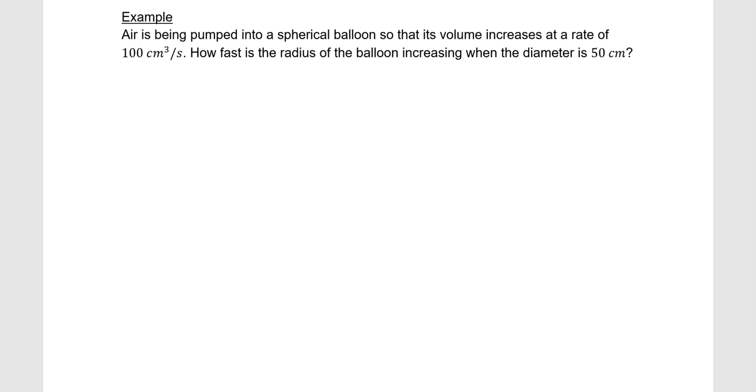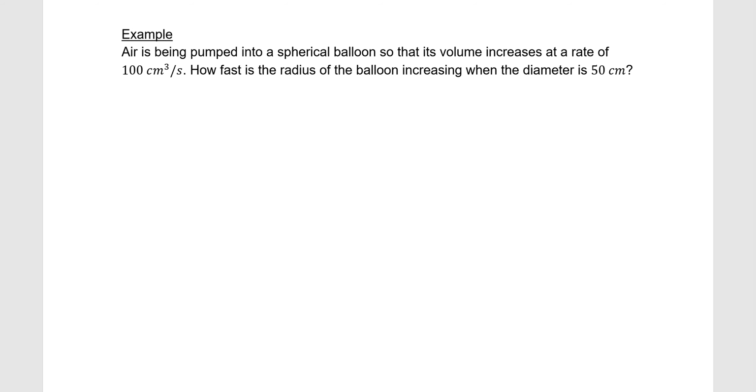First example: air is being pumped into a spherical balloon so that its volume increases at a rate of 100 cubic centimeters per second. How fast is the radius of the balloon increasing when the diameter is 50 centimeters?